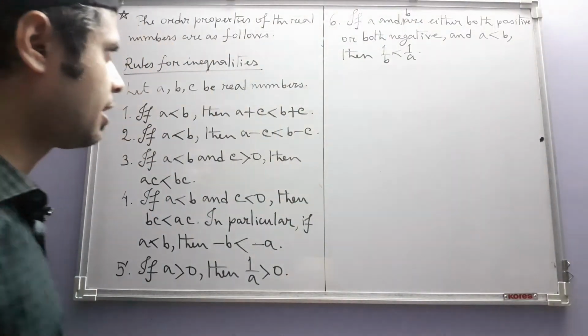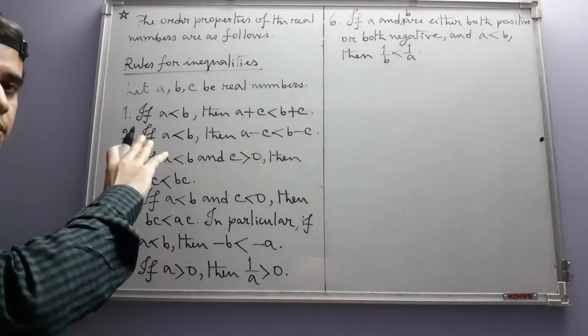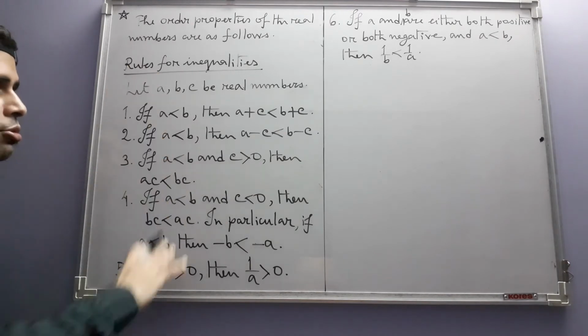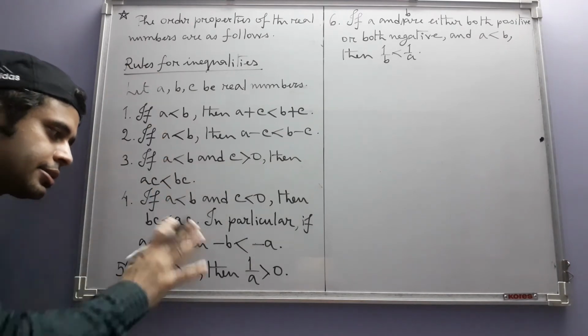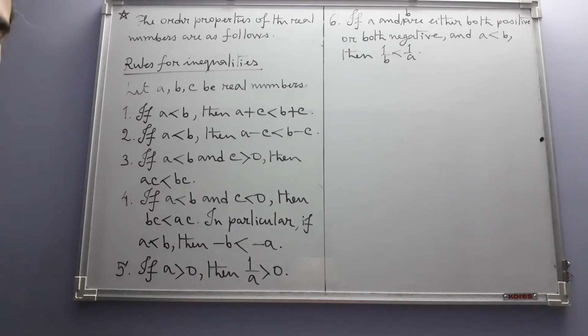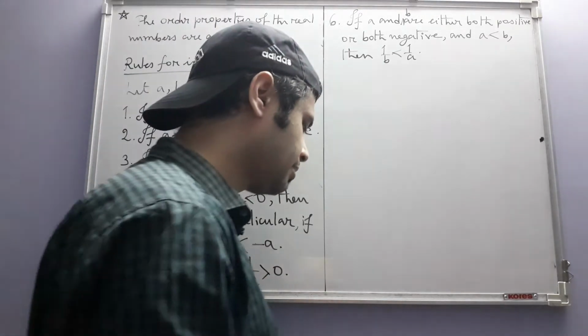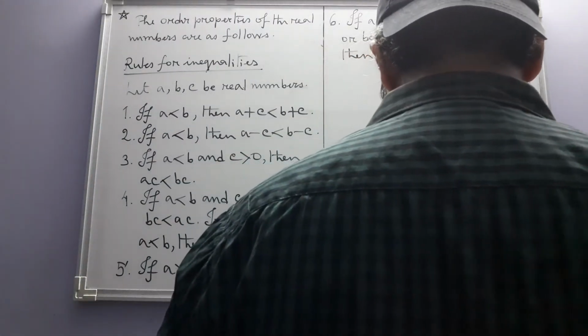Okay, so these are ordered properties, or in other words, rules for inequalities. This is the second category of properties. The first category is algebraic properties, the second category is ordered properties. Now there is that third thing which is known as completeness.